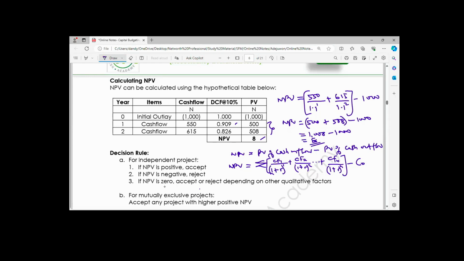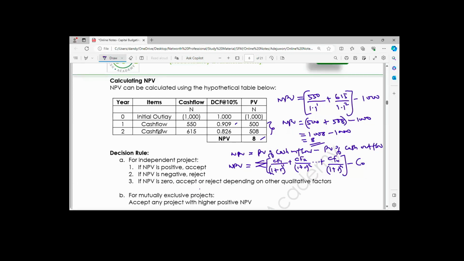So whether I use the formula or I use the tabular method to calculate my NPV, I'm supposed to get the same answer, except for rounding error, because if I rounded my discount factor, you are going to have a little difference. So this is how to calculate net present value.